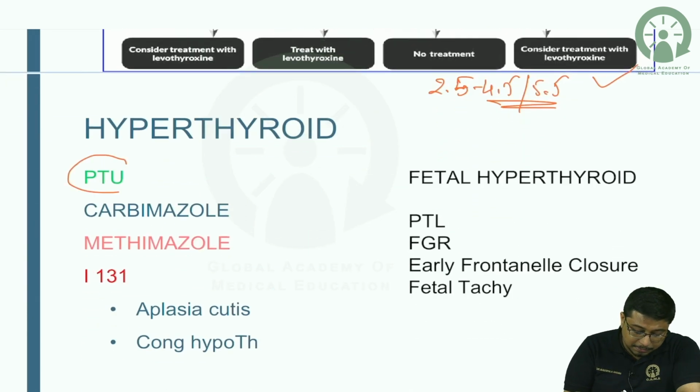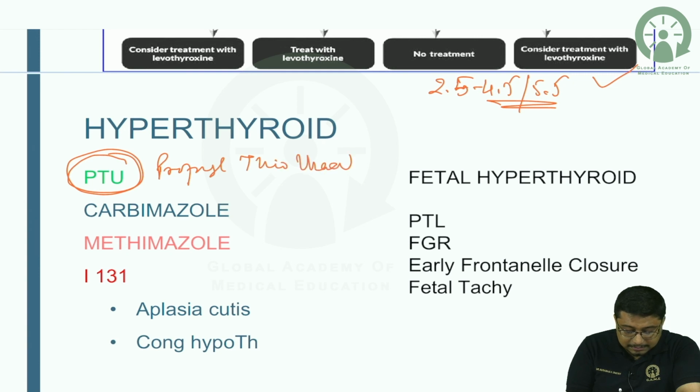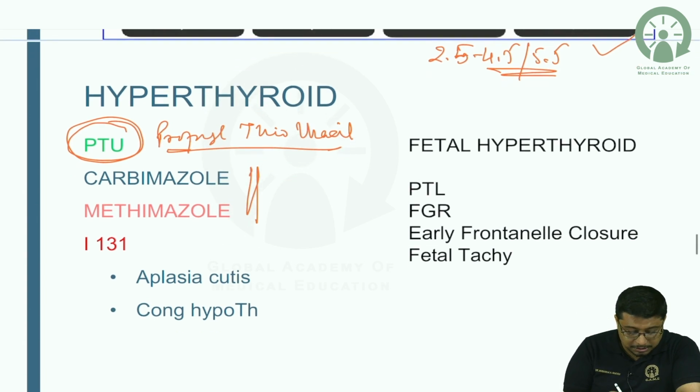And what is the treatment for hyperthyroid in pregnancy? It is PTU, that is propylthiouracil. That drug can be given in the first trimester. These two drugs can be given in the second or third trimester, but not in the first trimester. And this one is a radioactive one, and this is absolutely contraindicated.